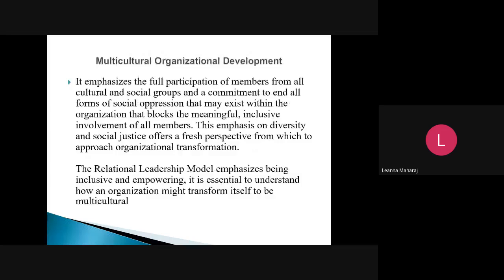We move on now to multicultural organizational development. It emphasizes the full participation of members from all cultural and social groups and a commitment to end all social oppression that exists within the organization that prevents the meaningful, inclusive involvement of all members. The emphasis on diversity and social justice presents a fresh perspective to which it approaches organizational transformation. And as Sir taught us, the relational leadership model emphasizes being inclusive and empowering, and it is essential to understand how an organization might transform to multicultural.